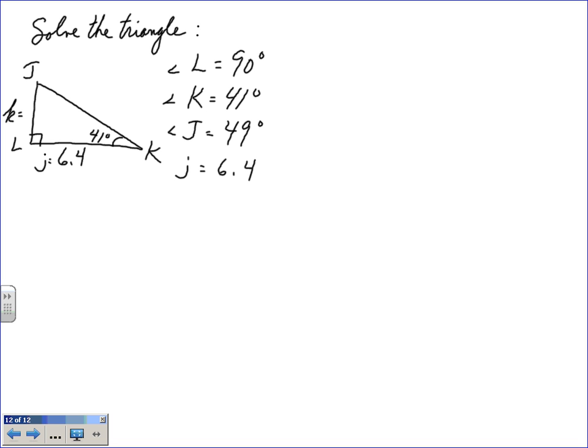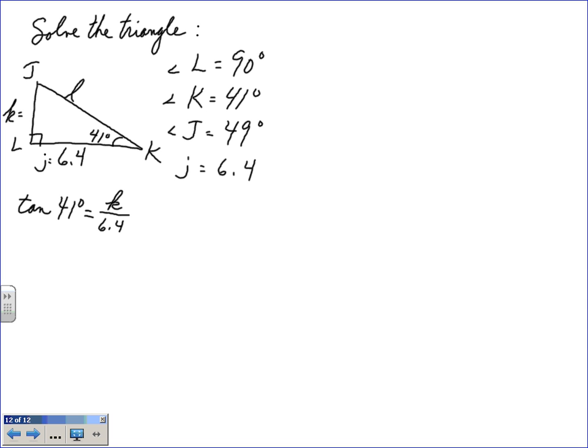All right. So let's find side K. I guess we could find side L if we wanted to. Well, let's find side K. Side K, I've got an opposite side, and I've got an adjacent side. What function do we want to use? Tangent. So the tangent of angle K, which is 41 degrees, is equal to opposite side K over adjacent 6.4.